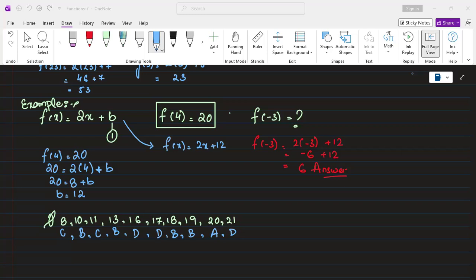Very, very good. So now let's discuss which of the following is the graph of the function.